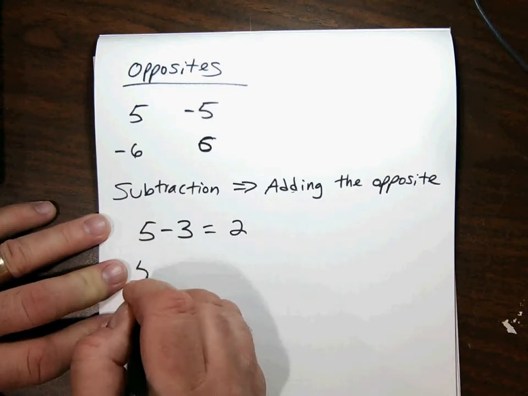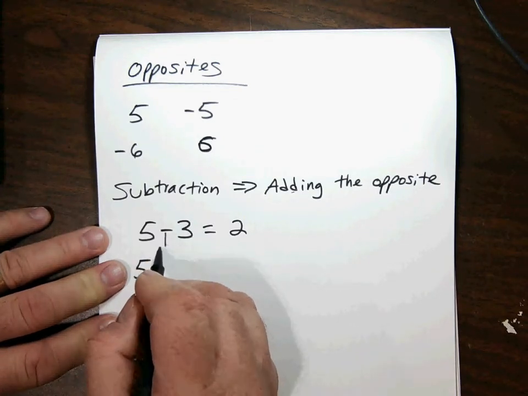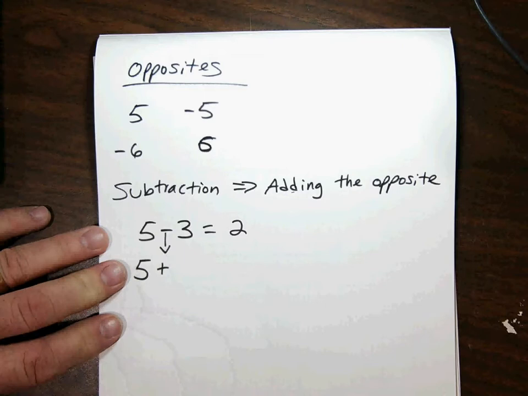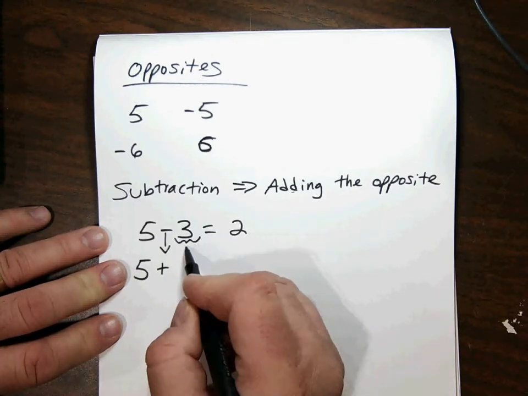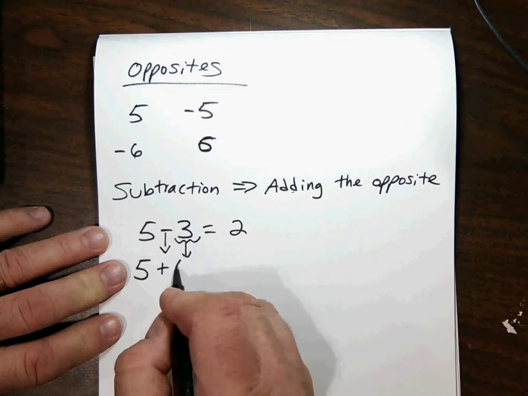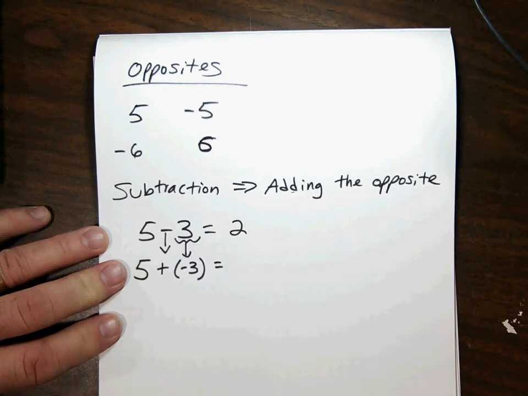So instead of saying 5 minus 3, I could change that minus to a plus, because I'm going to add. However, I have to take this 3 on the other side and make it its opposite, which would be negative 3. So now I've got 5 plus negative 3, and that is positive 2. So subtraction can be thought of as adding the opposite.